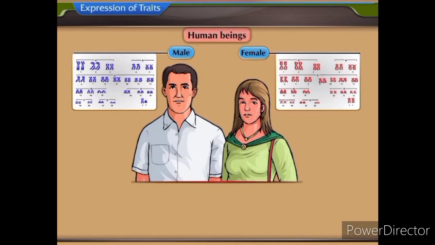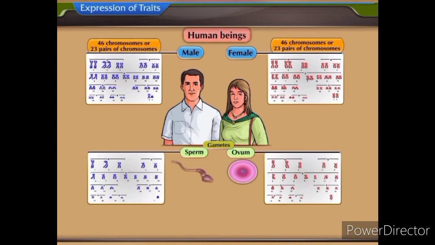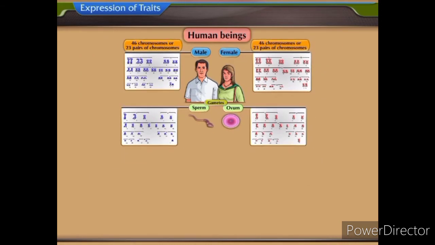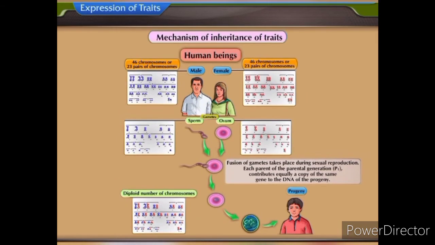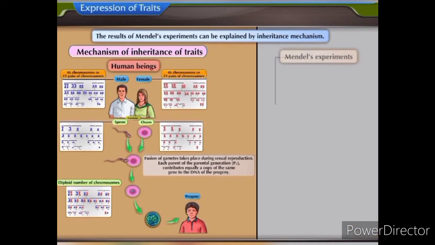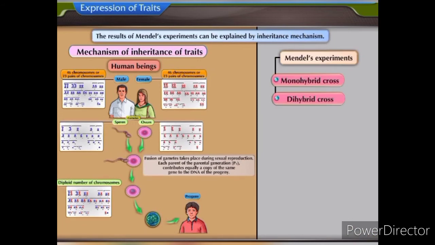In human beings, there are 46 chromosomes or 23 pairs of chromosomes, one from each parent. During gamete formation, the gamete takes one chromosome from each pair. When two such gametes having a single set of genes combine together, they restore the normal diploid number of chromosomes in the progeny. This is the mechanism of inheritance of traits. The results of Mendel's experiments can be explained by this mechanism.